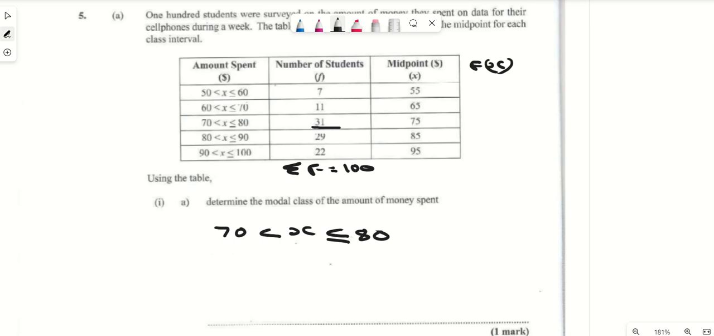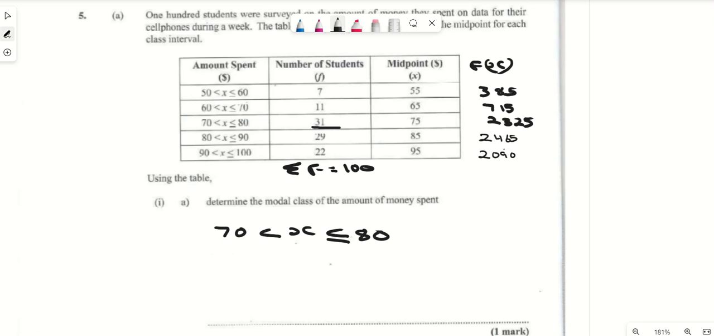And then we're going to look at f of x. Now, f of x just means we're multiplying f by x, right? So we're going to multiply 7 by 55, that is 385. Then 11 by 65 is 715. Then 31 by 75 is 2,325. Let's make this pen a little bit smaller, it's a little bit thick, right? Then 29 by 85 is 2,465. And then we have 22 by 95 is 2,090.